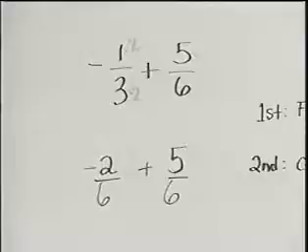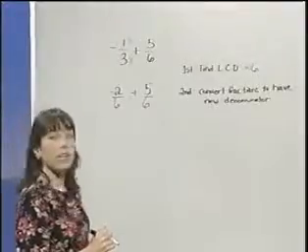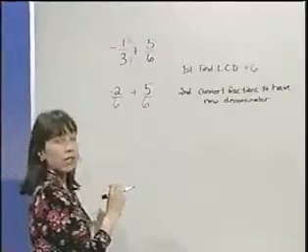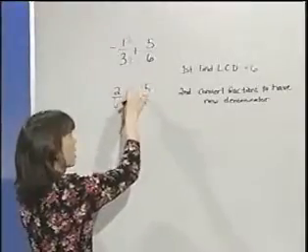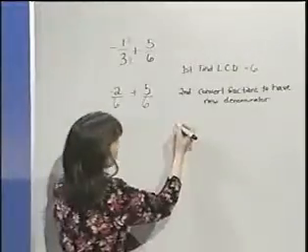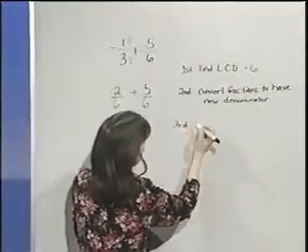So we're done with steps 1 and 2, and now we go on and we look at step number 3. And step number 3 is to combine these fractions. And how do we do that? We do that by combining the numerators, that is adding the numerators, but keeping the same denominator. So that's the third step, is to add the fractions.